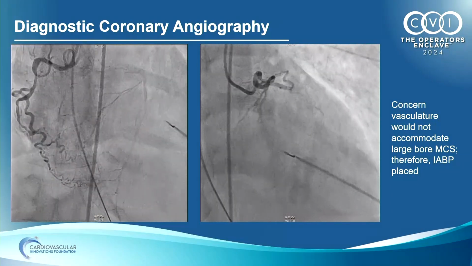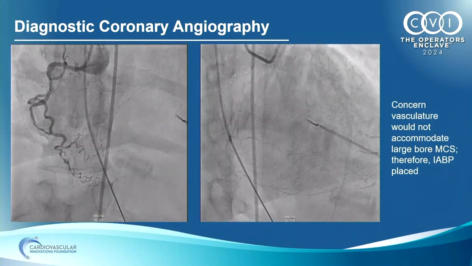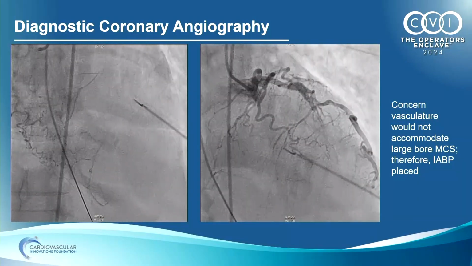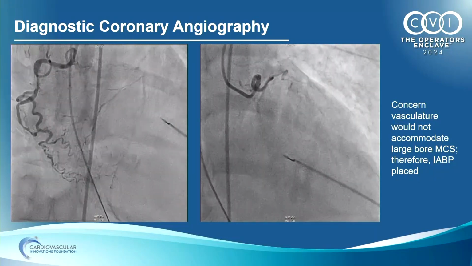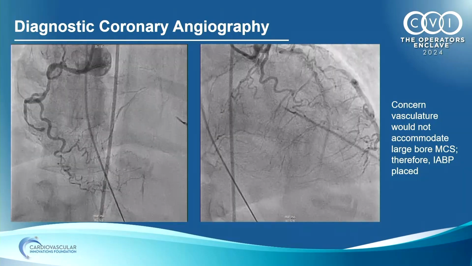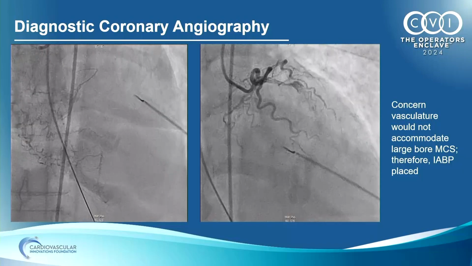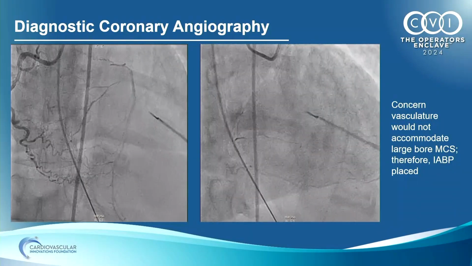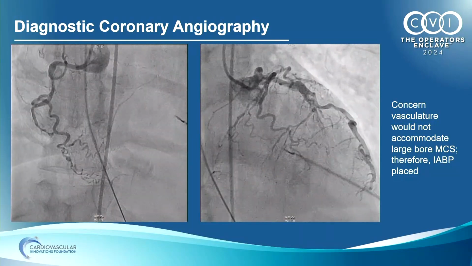And this is your LAD system, a little subselective in the circle there, but you can see there's poor flow in the LAD. If you look carefully, it may not show up as well here, but there look to be some filling defects in the mid-LAD, concerning for thrombus and the acute lesion. At that point, the patient was hemodynamically unstable and started on some norepinephrine. The operator taking care of the patient was concerned that, given the patient's size, they wouldn't accommodate large bore access, so a balloon pump was placed and the intervention to the LAD was undertaken.